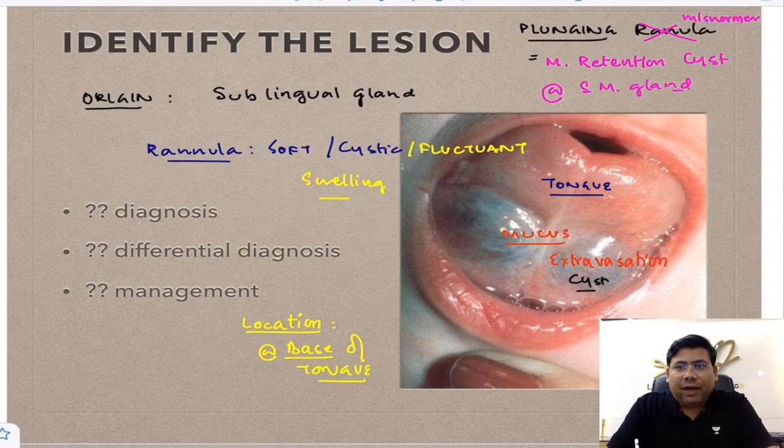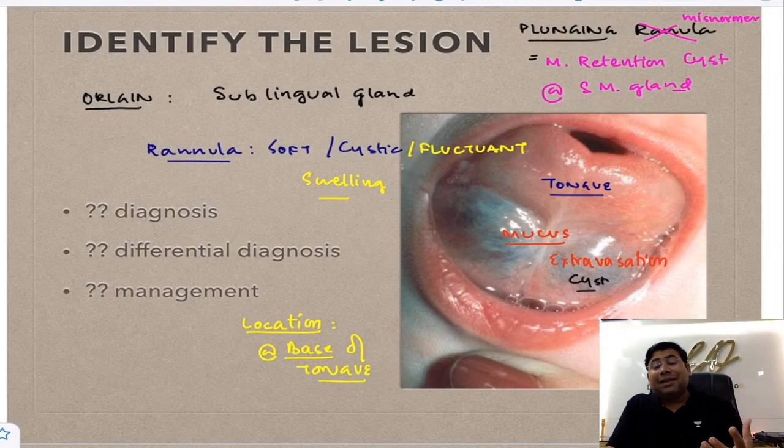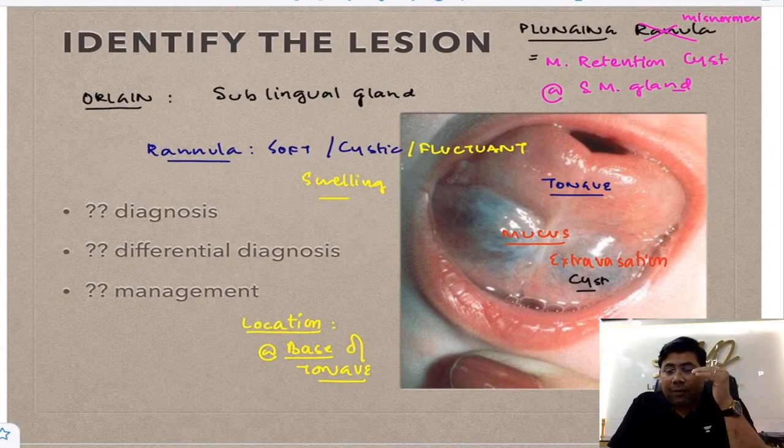So why is it known as a plunging ranula? Because one side of that swelling is towards the neck, and one side is above the mylohyoid. So it feels that this is a ranula which has extended down via mylohyoid into the neck. But actually it's a totally different origin. So plunging ranula is a mucus retention cyst, whereas ranula is a mucus extravasation cyst.